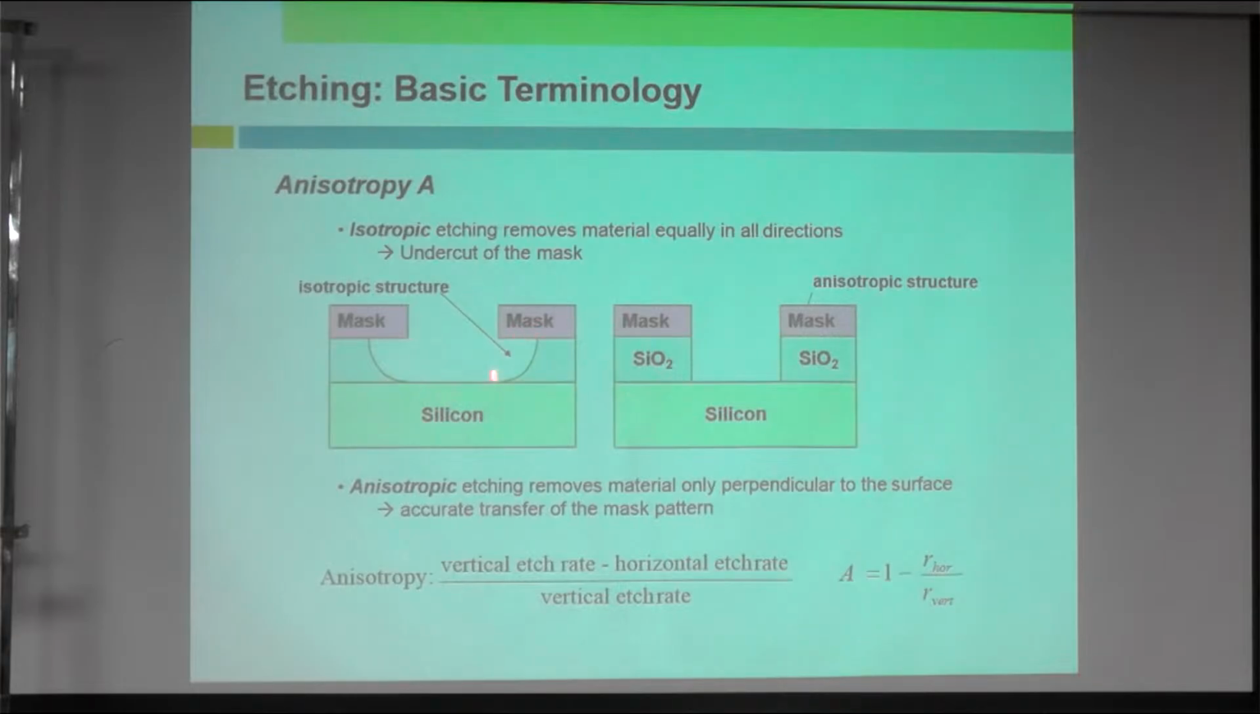So that is one thing. Then anisotropic etching removes material only perpendicular to the surface. In this case, this is anisotropic. This is an isotropic process. So, accurate transfer of the mask pattern. For anisotropic, the vertical etch rate minus the horizontal etch rate, divided by the vertical etch rate, is something you can consider in terms of how wide the etch will be.